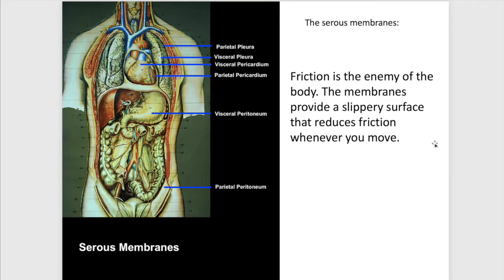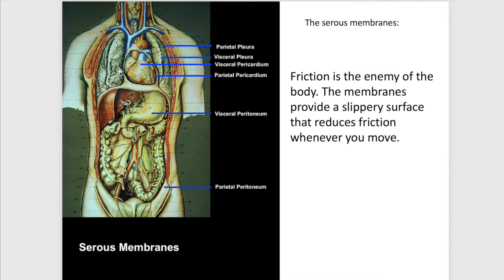Let's look at some of the internal structures. It turns out that when you look inside the body, all of the organs are surrounded by a membrane. The reason for this is that friction is really the enemy of the body. All of your organs, the heart, lung, all these things, are surrounded by a membrane that is secreting slippery stuff so that every time you move, that slippery stuff reduces friction. And friction is the enemy of the body.